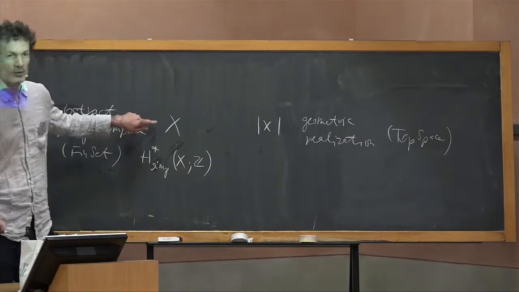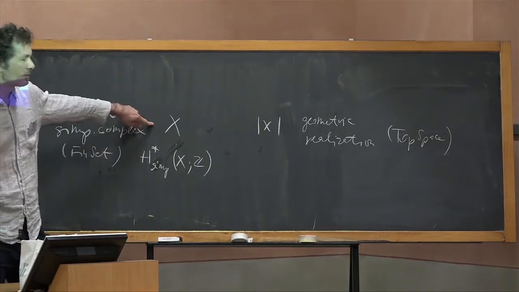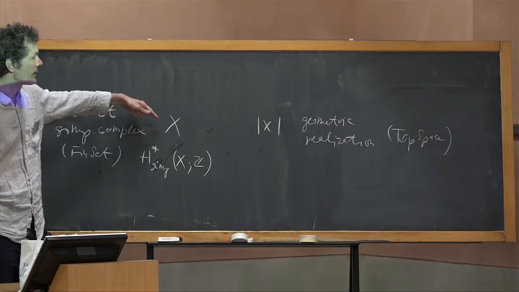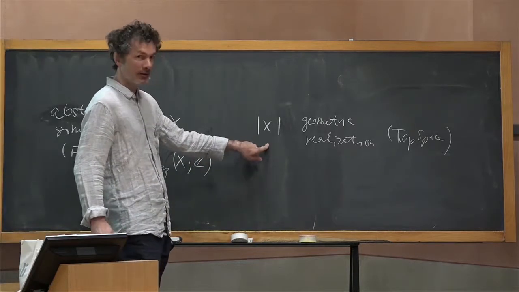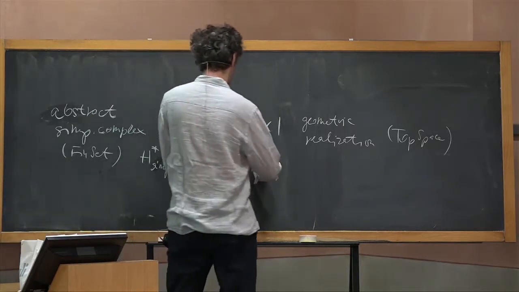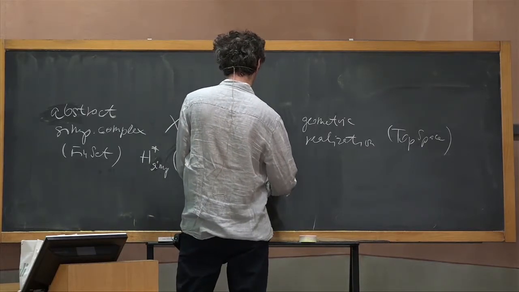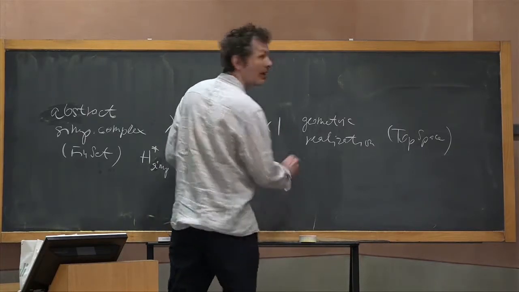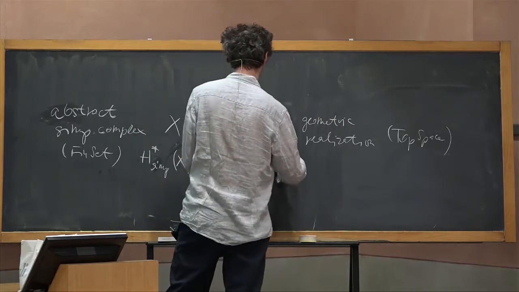Defined in a purely combinatorial manner. It's a chain complex, a co-chain complex, purely finitary. You have singular cohomology groups here, which are defined in a really very set theoretical way. So singular cohomology, taking all the singular co-chains.